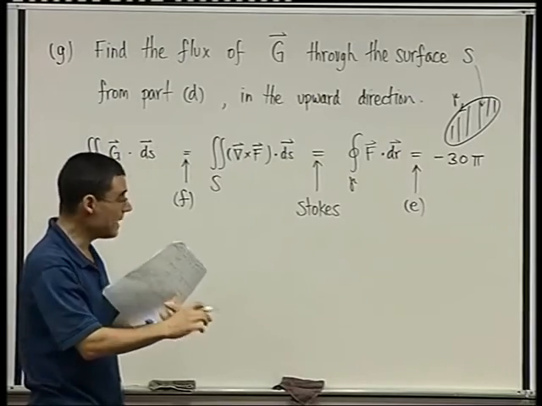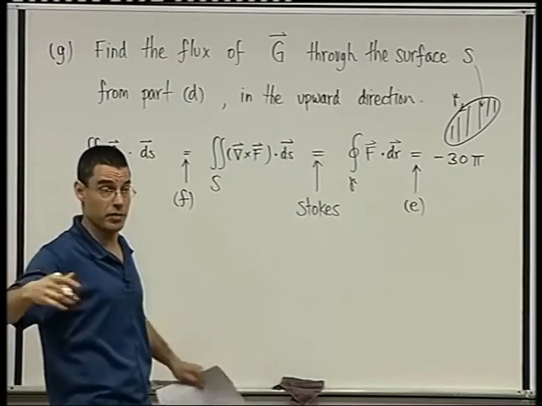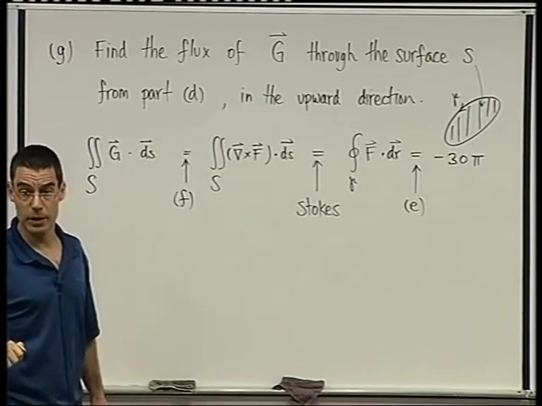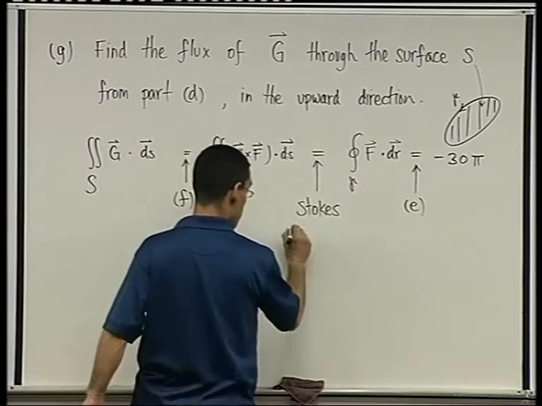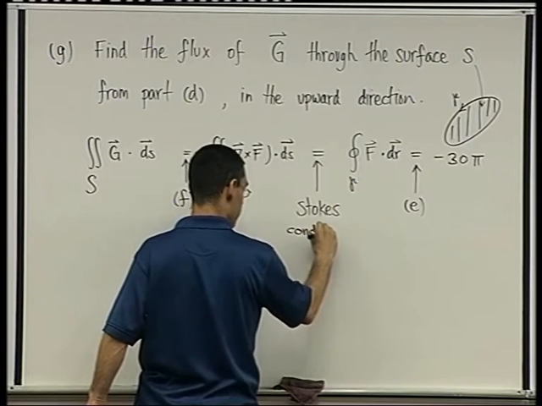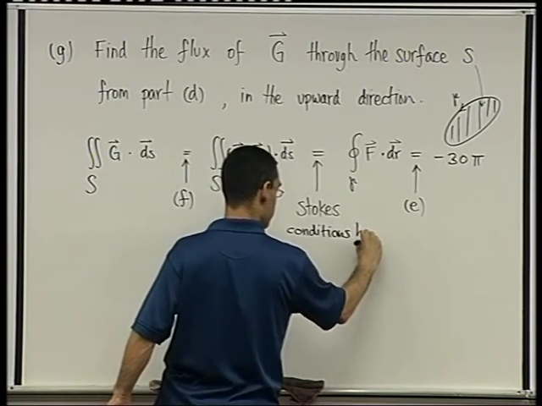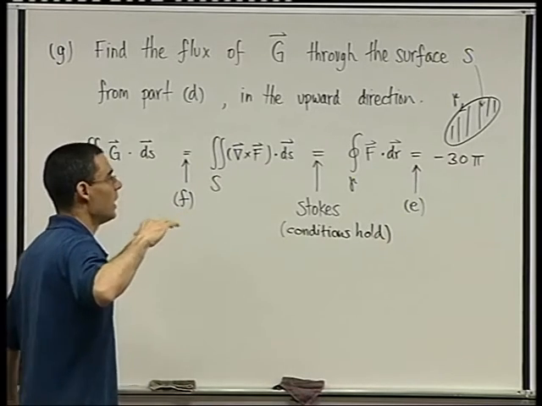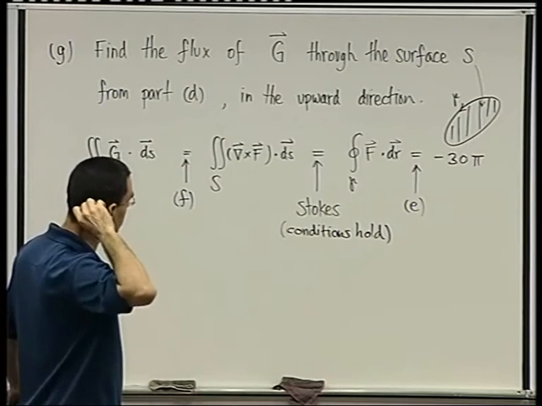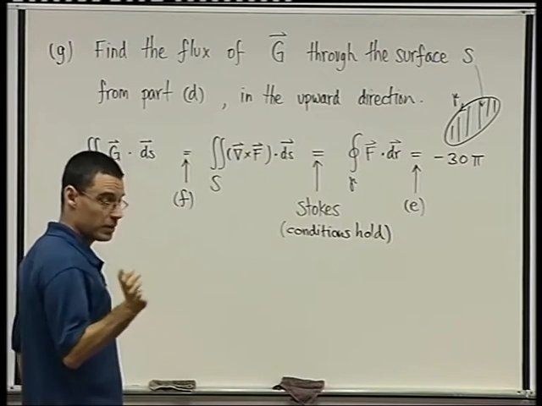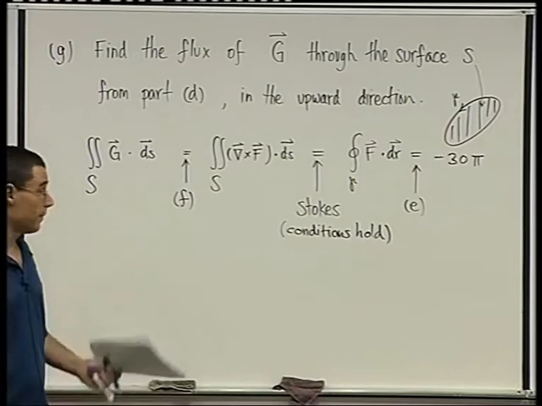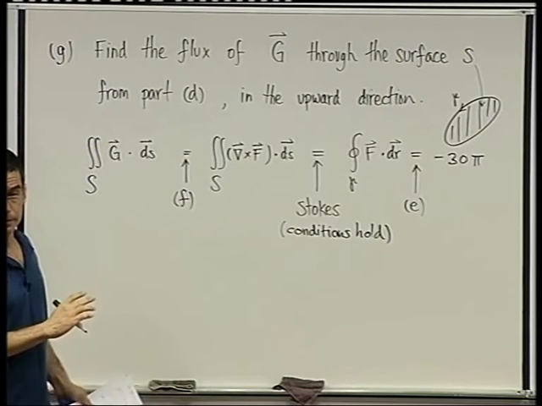So you have to mention the conditions. In short, don't write a full paragraph of blah blah. In short, write F is C1 and gamma is positively oriented. Okay? So conditions hold. What we just said. Good? In fact, you can even add that gamma is piecewise smooth and so on and so forth. But the essential conditions are the compatibility conditions between the surface and the boundary, and the smoothness assumptions on the field. Okay, good. Questions about this?